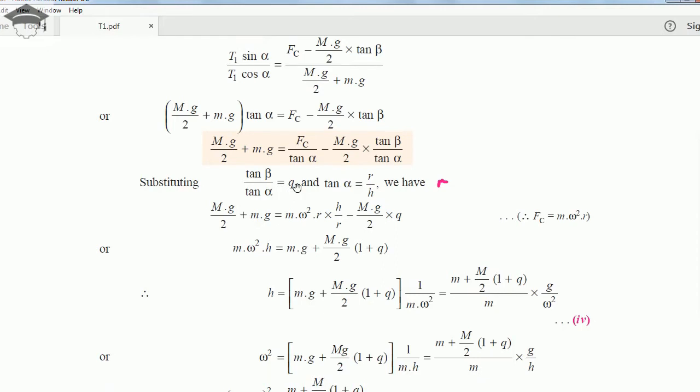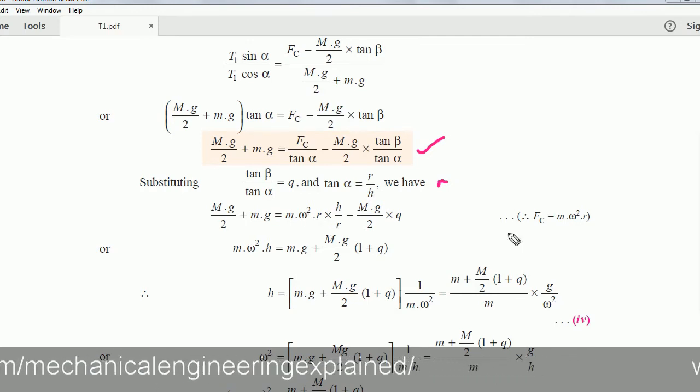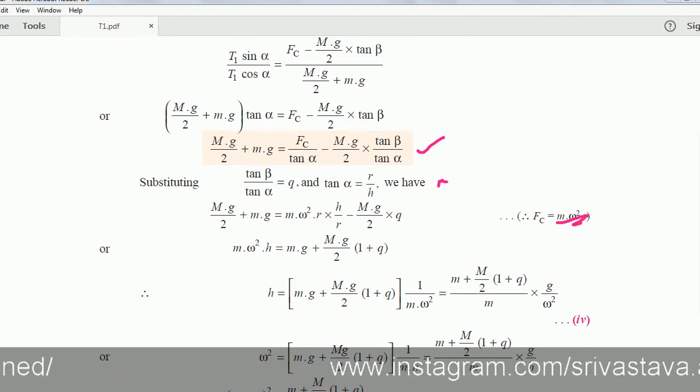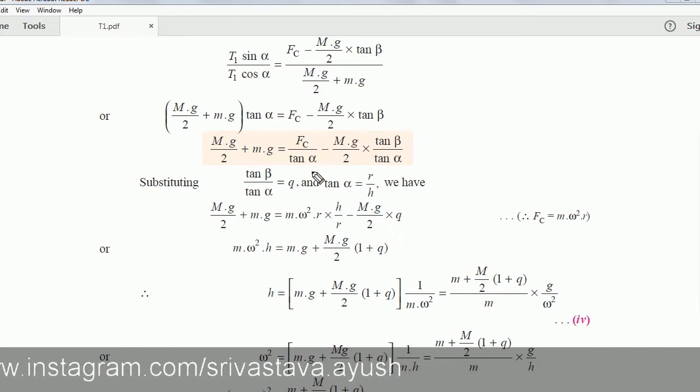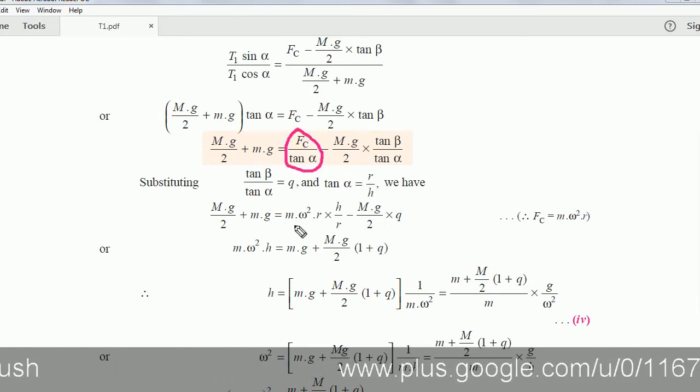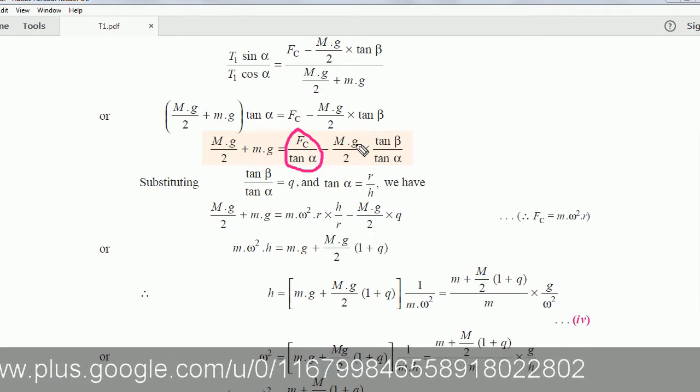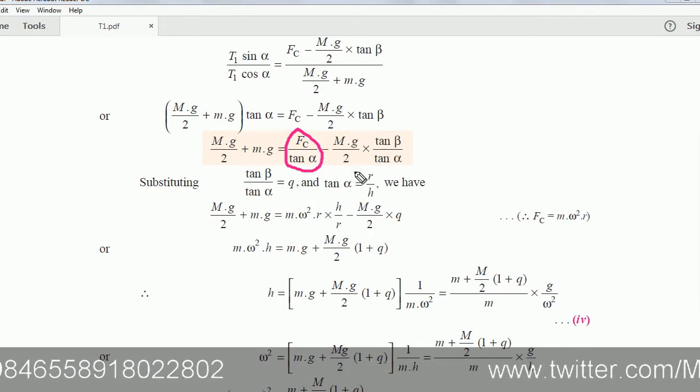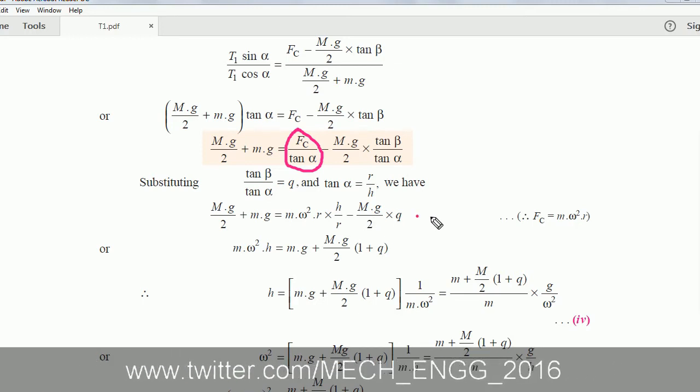So we are substituting these two terms in this equation: tan alpha equal to r upon h, and tan beta upon tan alpha equal to q. So mg by 2 plus mg equals Fc upon tan alpha, which with r upon h becomes Fc into h upon r, and directly we can substitute the value of Fc as m omega square r. So m omega square r into h upon r, minus mg by 2 into tan beta upon tan alpha, which we assumed is q, so Mg by 2 into q. Up to here we have solved.